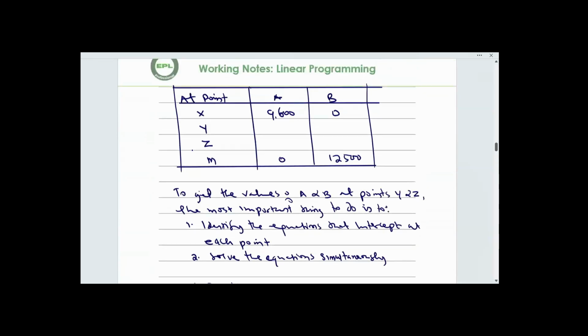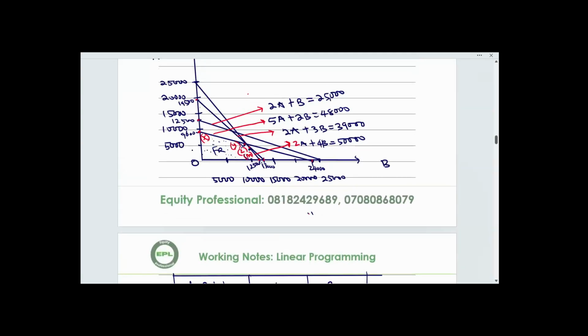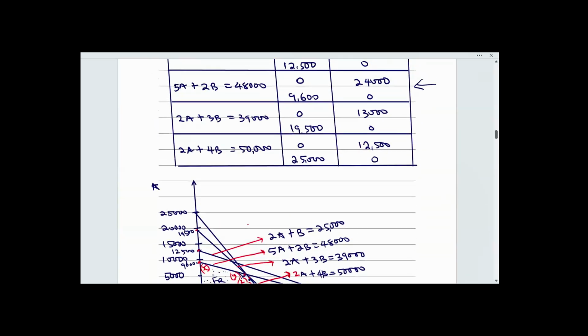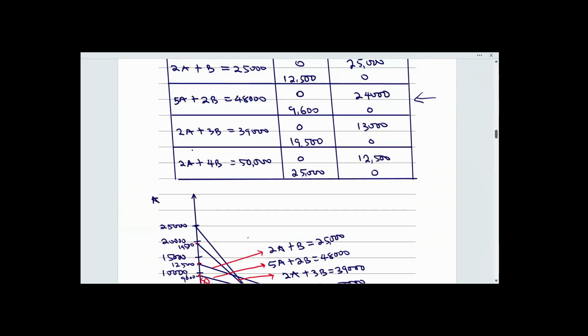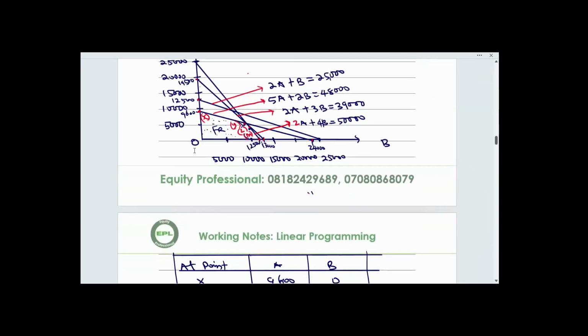The next one, we have only identified, there are two equations that intercepted at this point Y. The second equation is this one of 19.5 that went down, 19.5 to 13,000. That's the second equation. Okay, which one is 19.5? Yeah, that's equation 3. Equation 3 also intercepted that. So that's equation 2A plus 3B equal to 39,000.